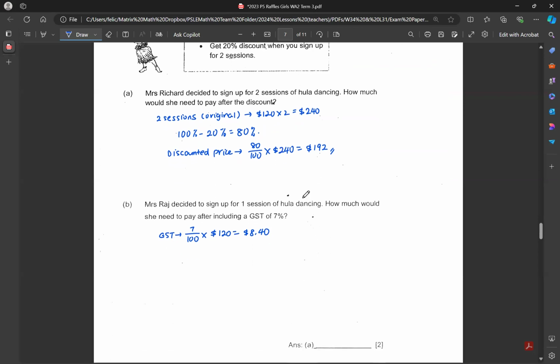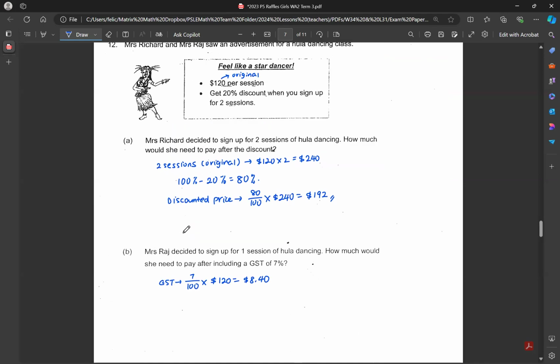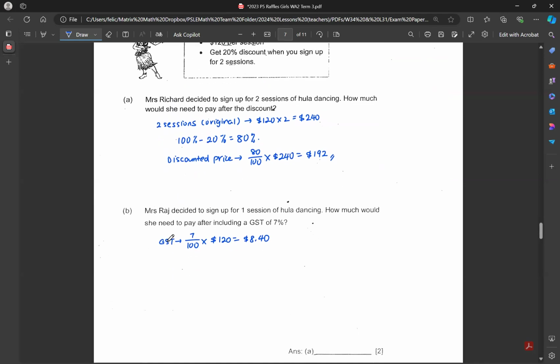Now how much would she need to pay altogether after including GST? That means your original $120 that she paid plus another $8.40 GST that she's paying. So you have to add these two, not minus. That means for one session, she needs to pay $128.40.